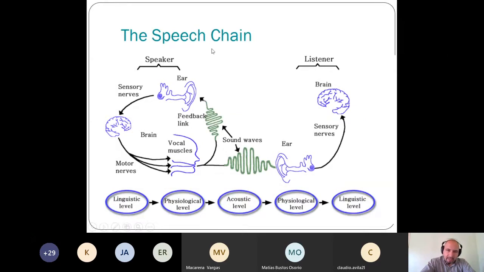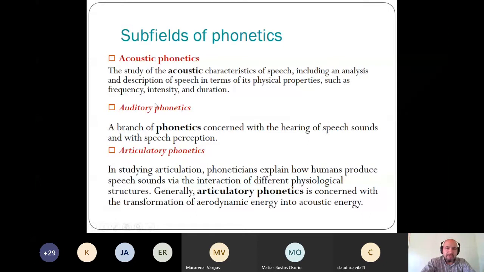It's an interesting process that we're going to go back to later, but it has to do with auditory phonetics, the way that speech sounds are perceived, right, by the listener and by the person who is actually producing the sounds. The third subfield of phonetics is articulatory phonetics. Articulatory phonetics. And who was in charge of this one?